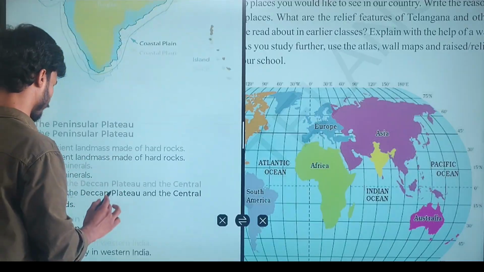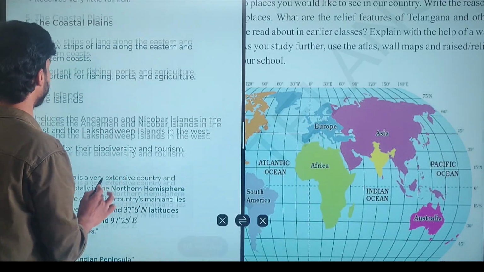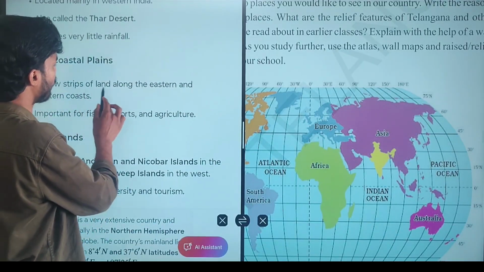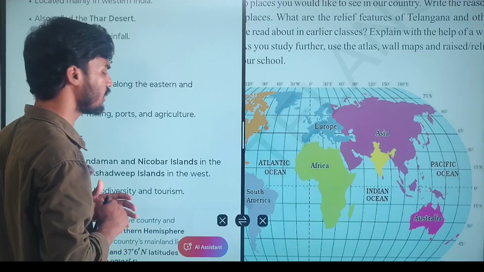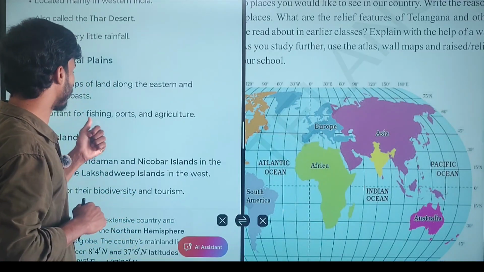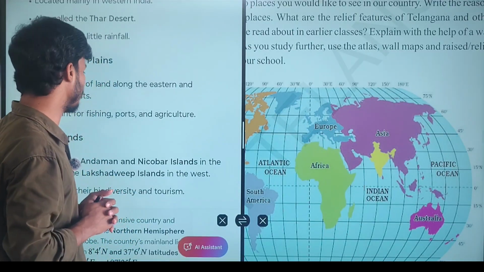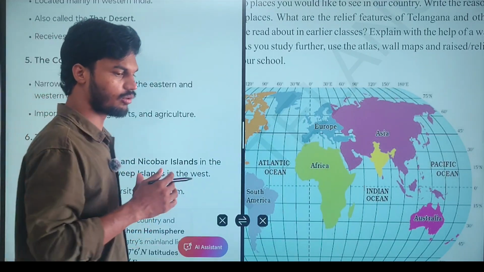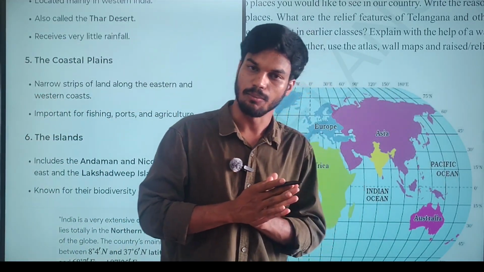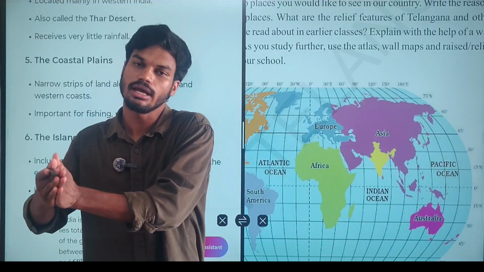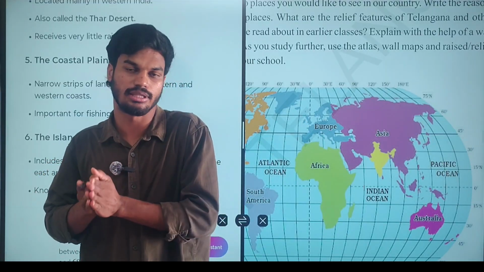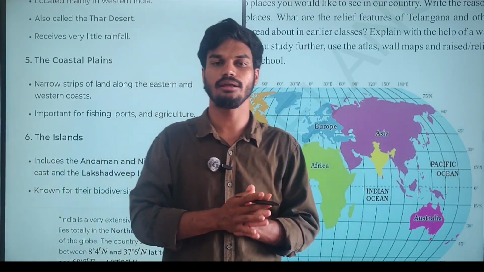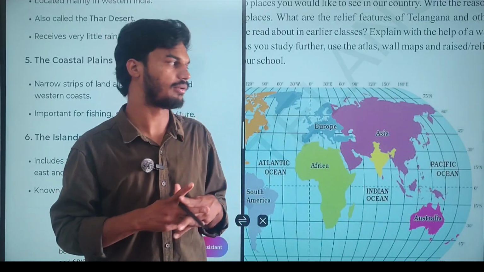Next, coming to the coastal plains. We are discussing the coastal plains, right? Narrow strips of land along the eastern and western coast. Coastal plains are important for fishing, ports and agriculture. Majorly, the coastal plain is used for shipping, which helps in importing and exporting of goods. These are the uses of the coastal plains.